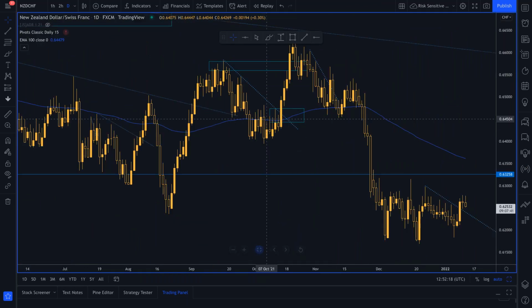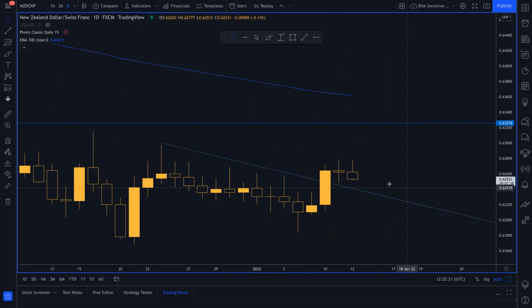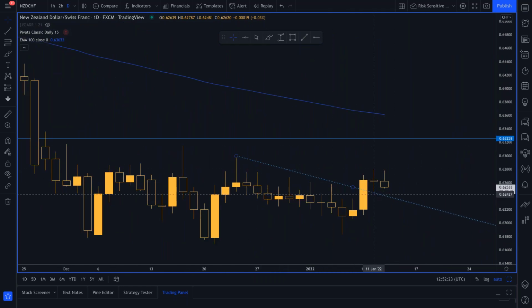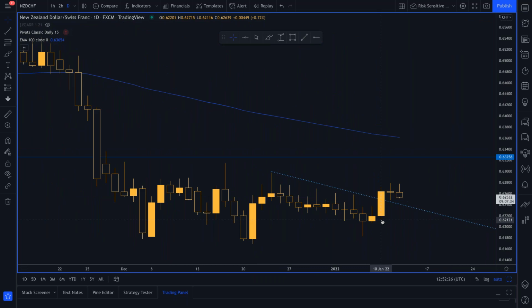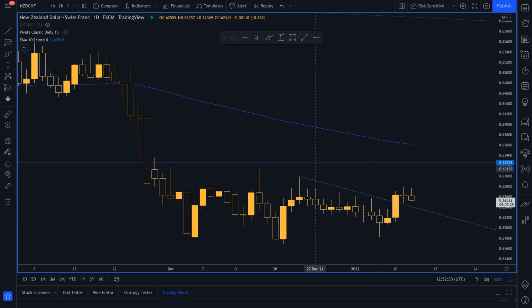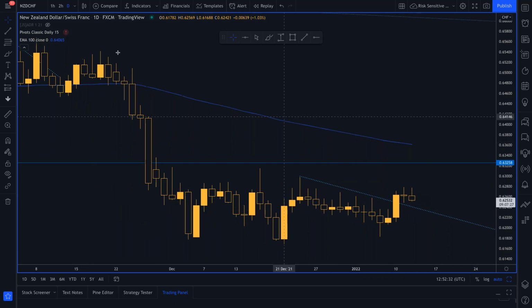Another couple of opportunities: New Zealand dollar, Swiss franc. I do like this pair from a medium-term upside bias. Any retracements back down to that 0.6240, stops can be placed quite tightly, just around that 0.6211 region. Stay above the trend line; if it gets back below, exit.